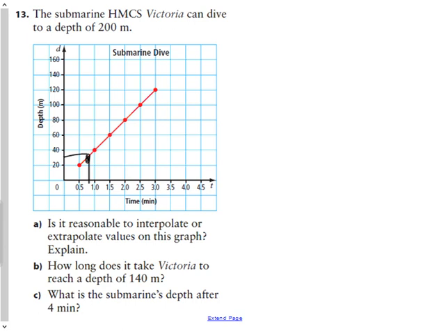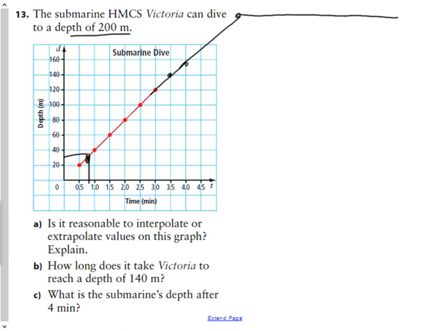Is it possible to extrapolate or go beyond here? It's as far as it can go to because it can only go to a depth of 200. And once we got to 200, it would no longer be a line. It would then level off because that's as deep as it can go without exploding, right? So it's reasonable to interpolate but not extrapolate beyond the value of 200.